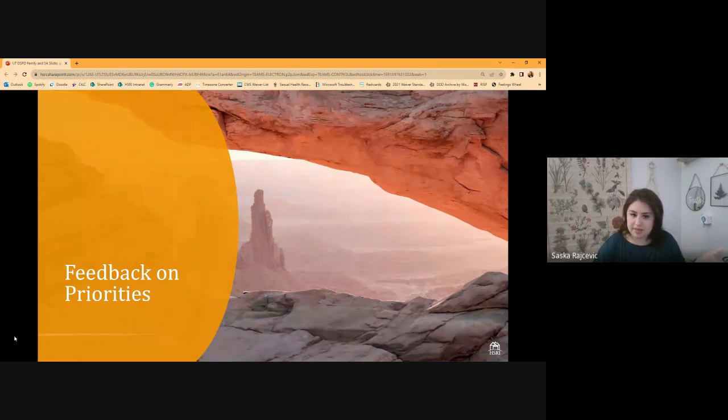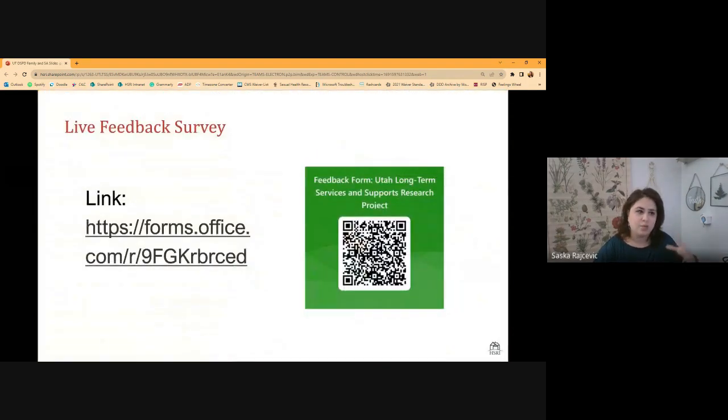So all of that being said, if you are open to it, we would like to get your feedback on the priorities for the service system that we identified today. So we'll go to the next slide, which has a QR code that you can scan for a brief feedback form. There's also a link if you want to type that in, and Jasmine just put that in chat as well. This form is divided into two sections.